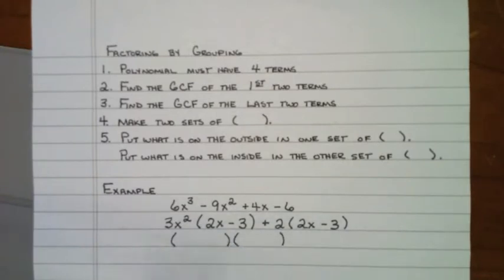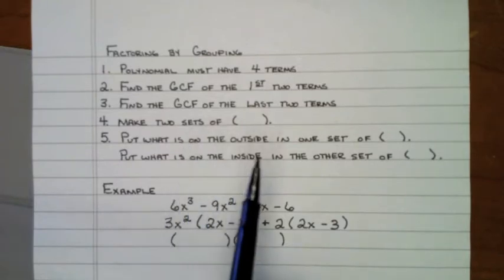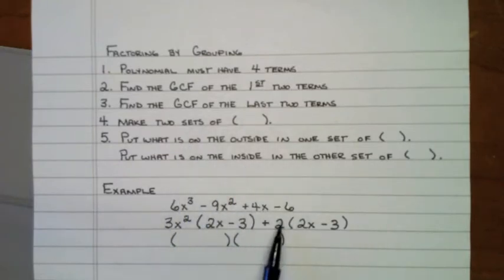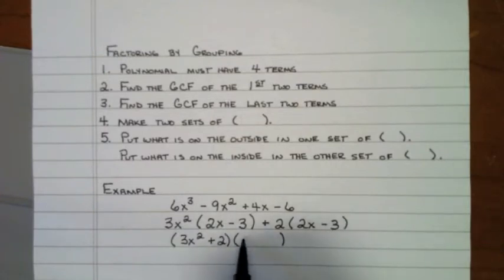How do I know what goes inside the parentheses? Put what is on the outside. See what's on the outside out here? That goes in one set of parentheses. This 3x squared is on the outside, and this positive 2 is on the outside. Then I put what's on the inside. Notice it's exactly the same. It's supposed to be. If it's not exactly the same, then you've probably done something wrong. But whatever's inside the parentheses, I put in the next set of parentheses. That's how you factor something by grouping.